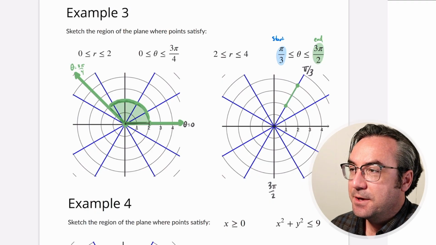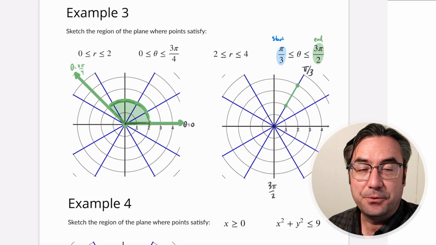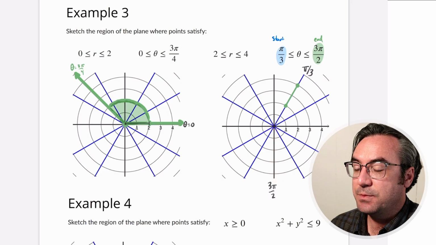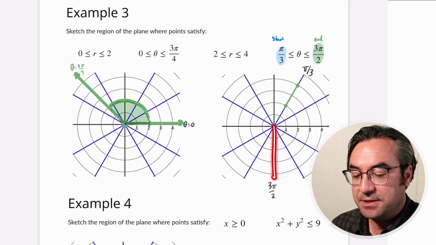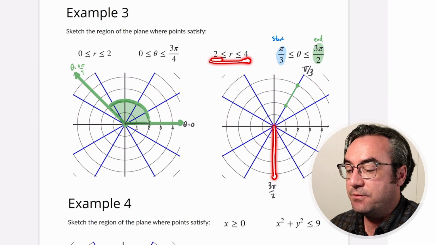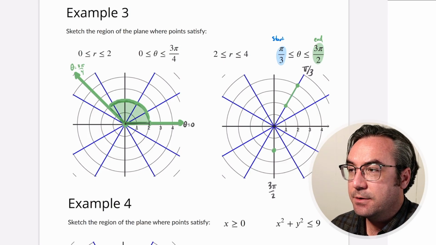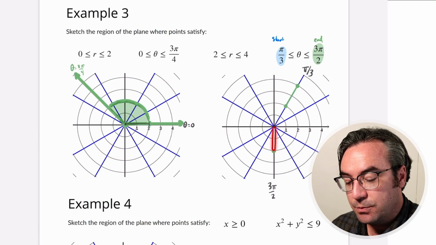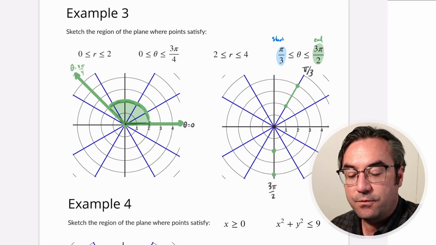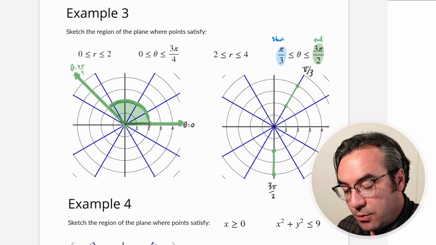All right. Now let's do the same thing on the ray 3 pi over 2. Again, we've got the ray 3 pi over 2 extending from the origin this way, and we want just the points that have an r value between 2 and 4, and we're going to include 2 and 4 in our sketch. So an r value of 2 would be right here. So we're going 2 units away from the origin in the positive direction. And then r equals 4, we're going 4 units away in the positive direction there. And we want to allow for any point in between.